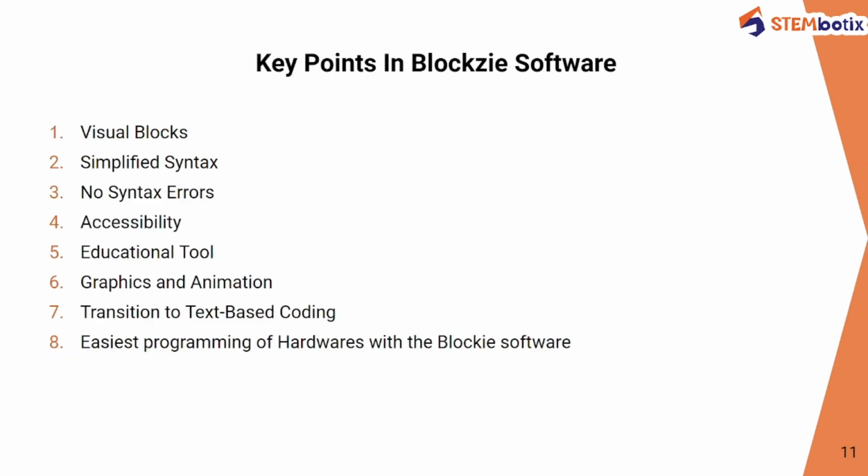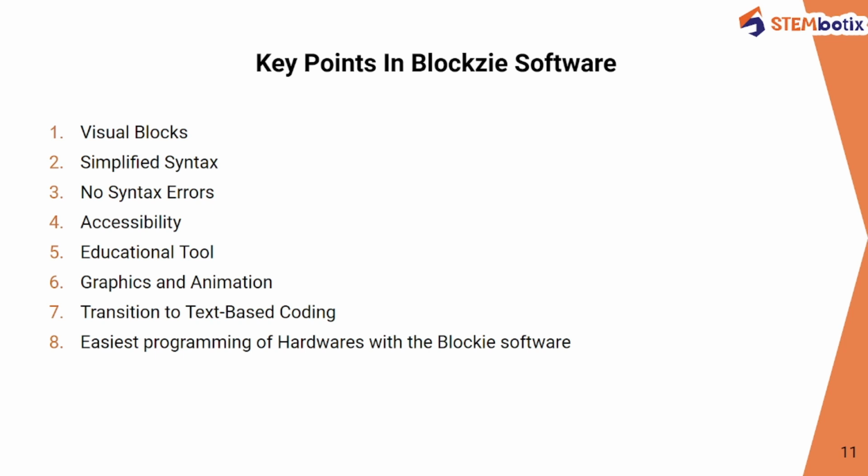The second one is simplified syntax. It means block coding simplifies programming by removing the need to remember and type complex syntax rules. In block coding, you don't need to remember the syntax and each and every thing for writing proper code. You just need to drag and drop the blocks in a sequential manner. Instead, users select and arrange blocks that fit together logically.